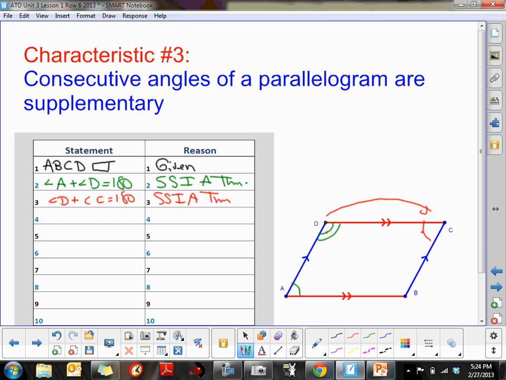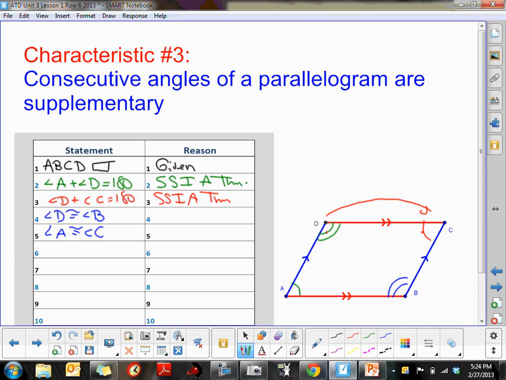And basically, you could work around the entire parallelogram just that way. But I also know, and this is where I might deviate from what others might do, that angle B is the same as angle D. So angle D and angle B have to be the same. And I also know that angle A and angle C have to be the same, because opposite angles of a parallelogram are always congruent.